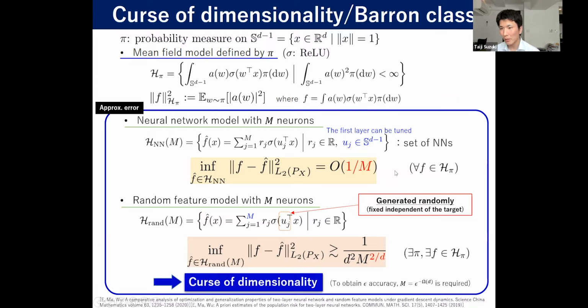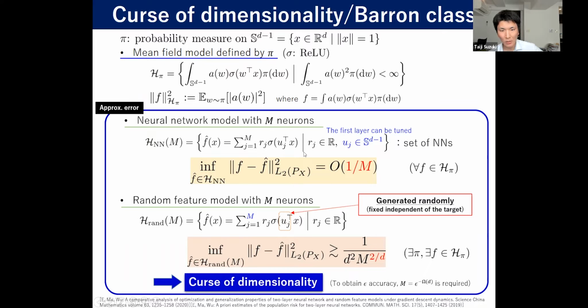For example, if you want to make this approximation error smaller than epsilon, then in the neural network model, it is sufficient to set m to 1/epsilon. So just 1/epsilon width is sufficient. But for the random feature models, m should be exponential, like epsilon to the minus d. So there appears an exponential dependency on the dimension d. Instead of 1/epsilon, there appears 1/epsilon to the d. So this is huge, in particular for the high dimensional case. This is called the curse of dimensionality.